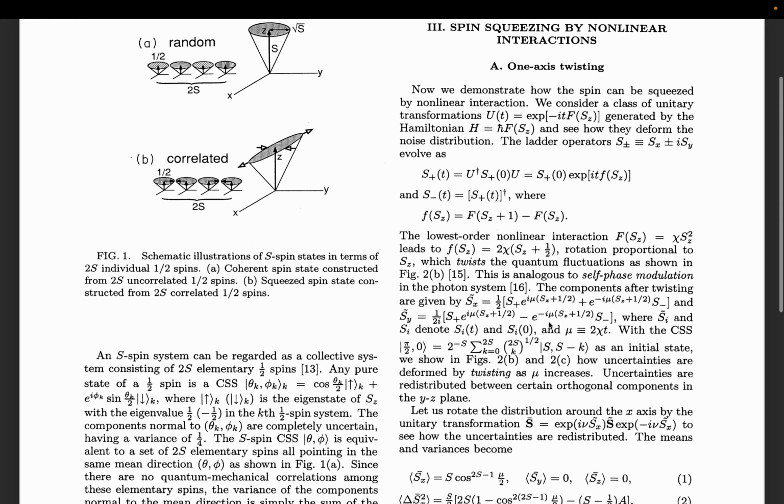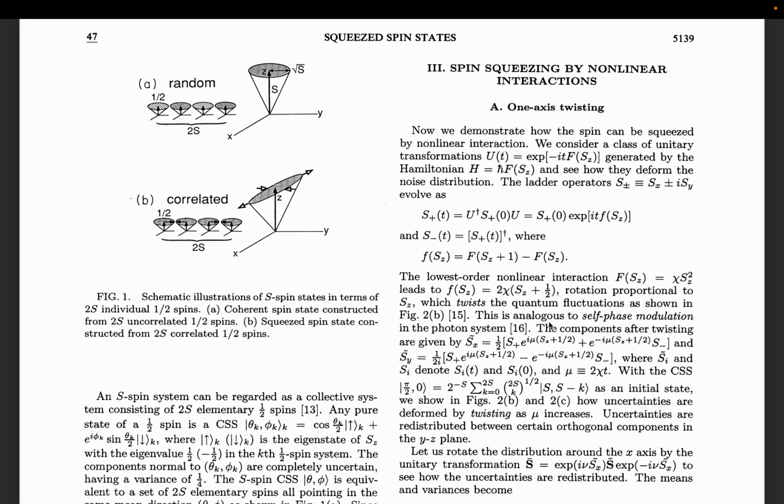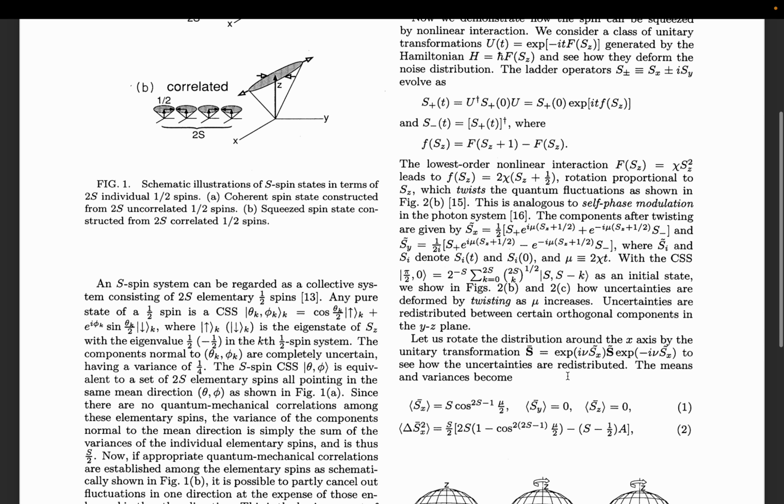Now in this paper, two mechanisms have been established to produce these spin squeezed states. One of the methods is one-axis twisting, generated by a class of unitary operators. That is given here, and in this example the lowest order nonlinear interaction is considered. The initial state is the coherent spin state. The operators evolve under this unitary action and then rotate the coordinate system around the x-axis.